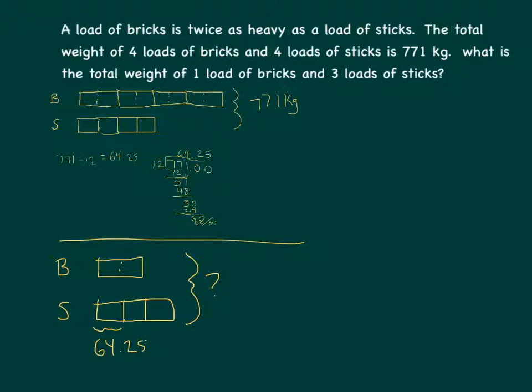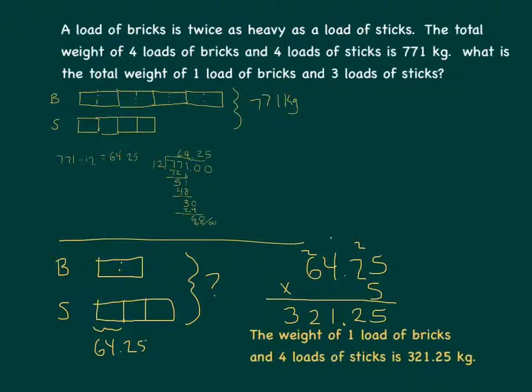So I need to say 64.25 times 5. And when I do that multiplication, I get 321.25 kilograms. So I just need to write a sentence. The weight of 1 load of bricks and 3 loads of sticks is 321.25 kilograms. And that's all there is for today's lesson.